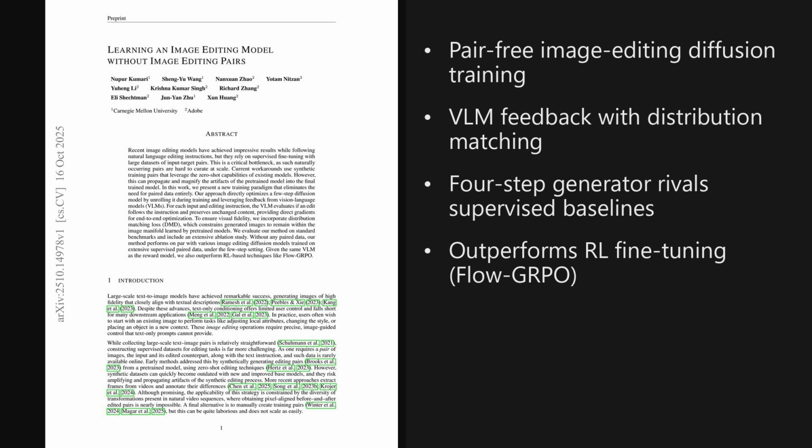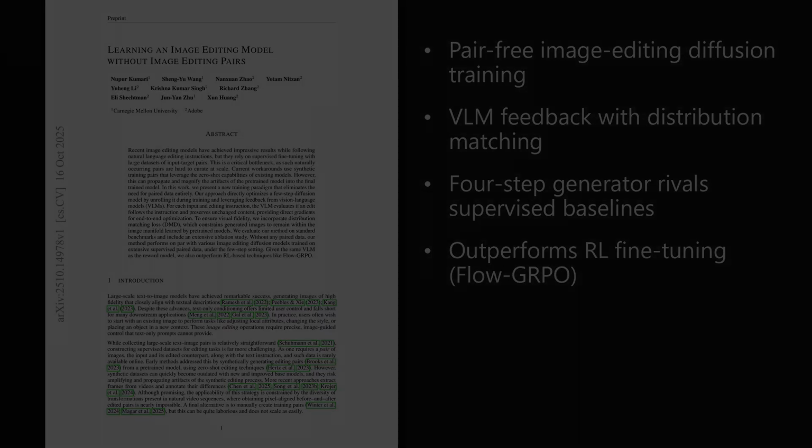The paper is titled, Learning an Image Editing Model Without Image Editing Pairs, and the implications for model training are quite significant. In short, this paper introduces NP-Edit, a few-step generator trained with a vision language verification loss, plus a distribution matching constraint, using millions of reference images, and it delivers competitive editing quality without curated pairs.